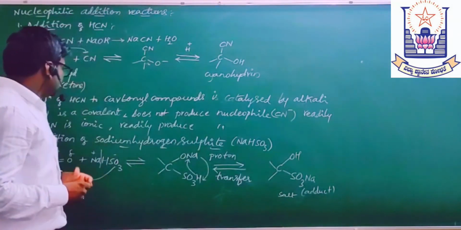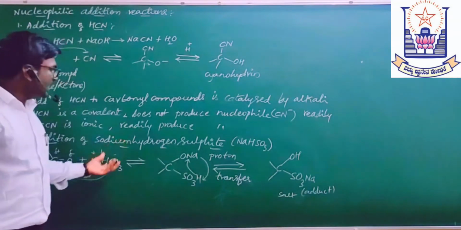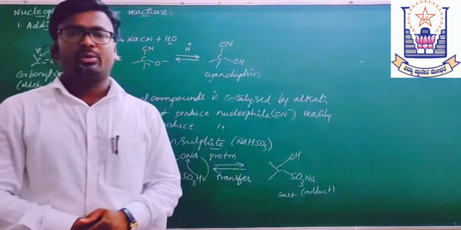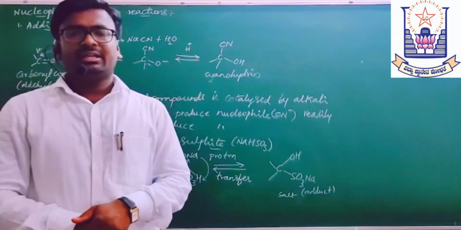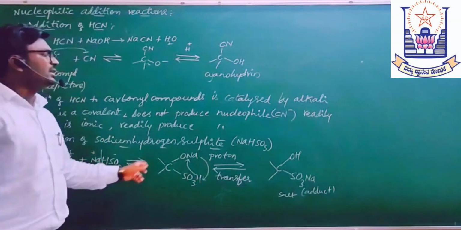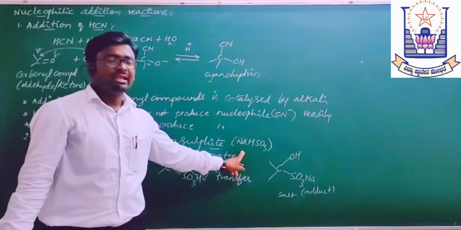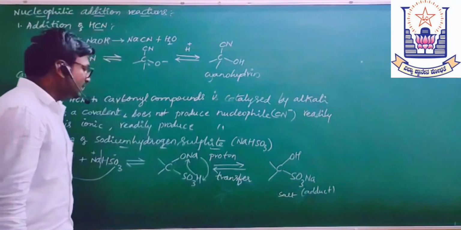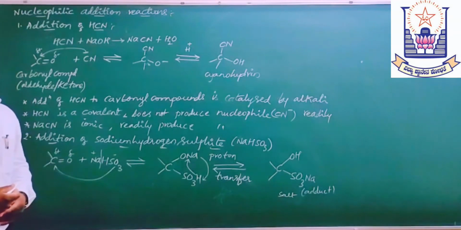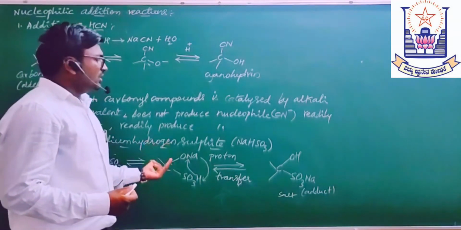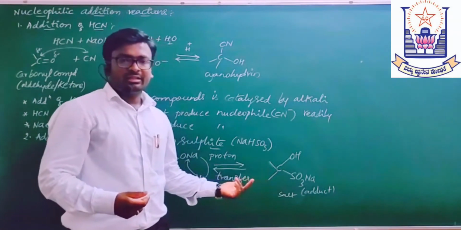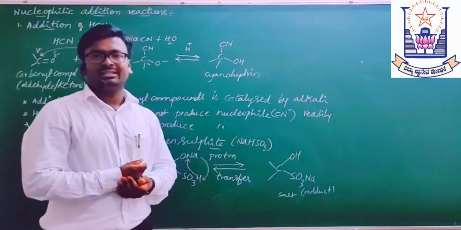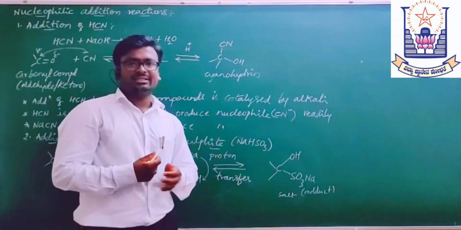Okay. Now, what is the importance of adding NaHSO3, that is sodium bisulfite, to the carbonyl compound? The importance is that aldehydes are generally purified by treating the compound with NaHSO3. And here, the very important point is that the addition of NaHSO3 has its equilibrium on the right hand side for the aldehydes. It means aldehydes readily undergo this reaction.